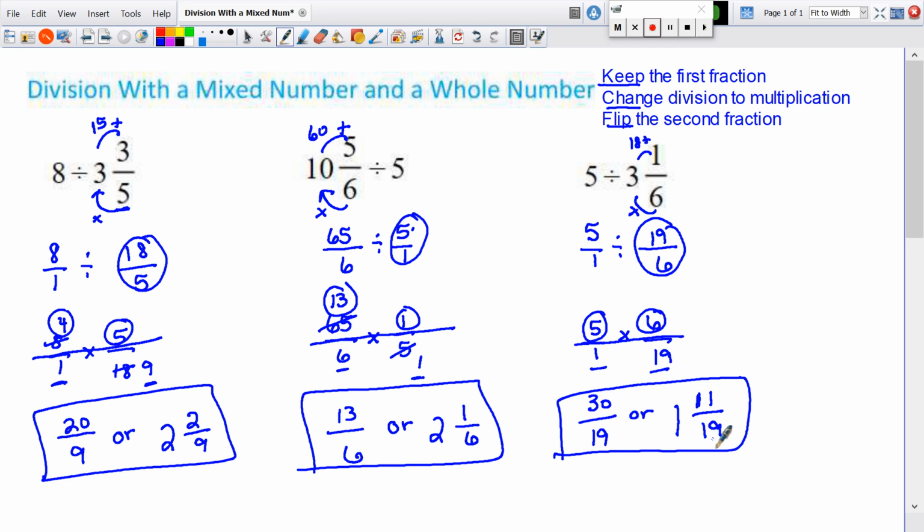Okay, so let me test that. 19 times 1 is 19. Plus 11 is 30. Okay, good.